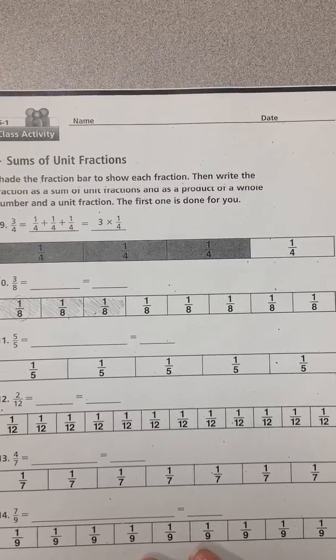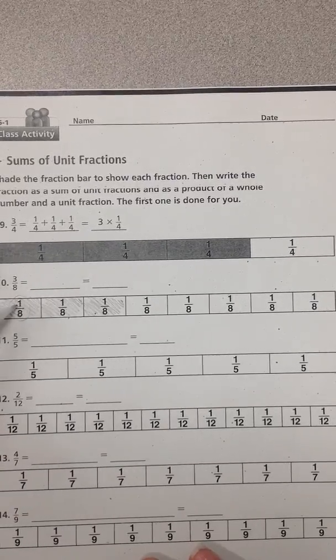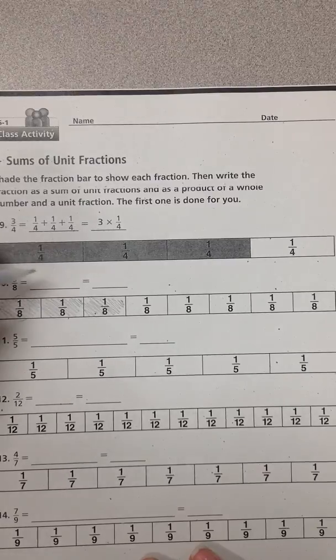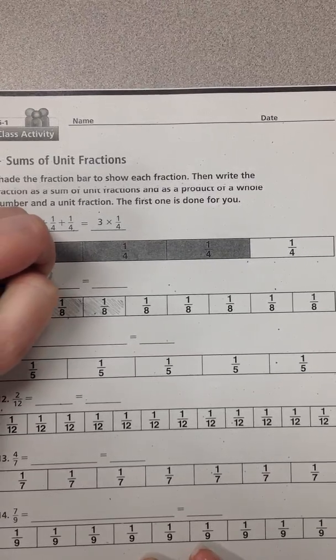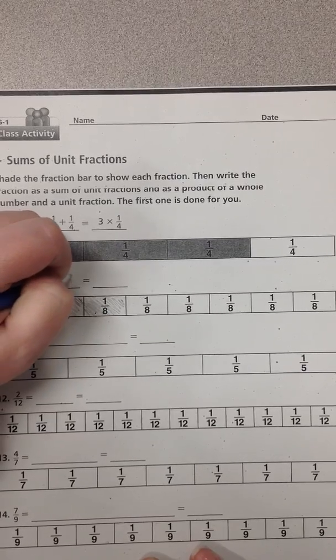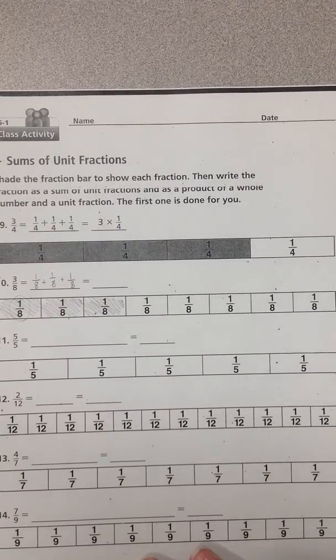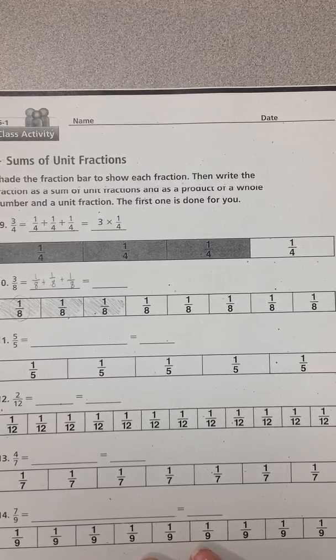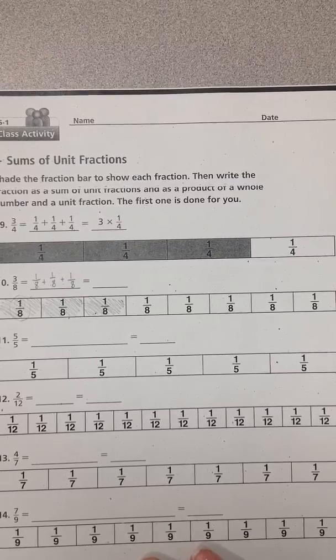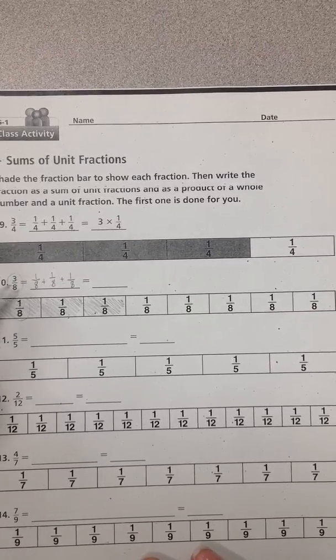But now I need to add the unit fractions. Well, I had a 1/8, a 1/8, and a 1/8. So I'm going to make that into an equation. 1/8 plus 1/8 plus 1/8. To figure out the product, being the answer to a multiplication problem, my answer will still be 3/8.